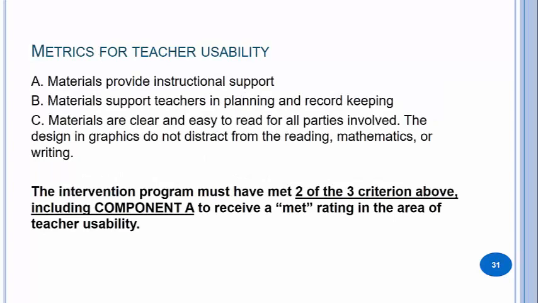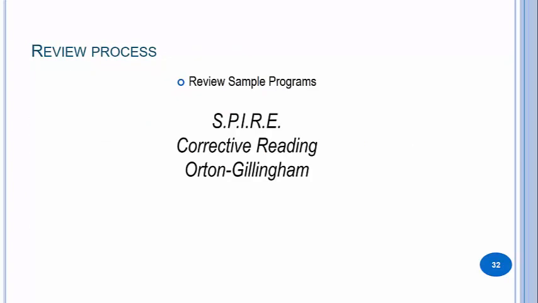And these are just the metrics for it. Basically it's materials, materials, materials. They're clear and easy to read, like the teacher's planning, record keeping, and instructional support. In order for a program to be considered to have high teacher usability, it had to meet two of the three criteria. Okay.